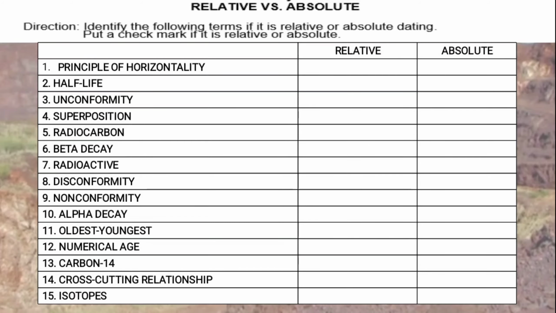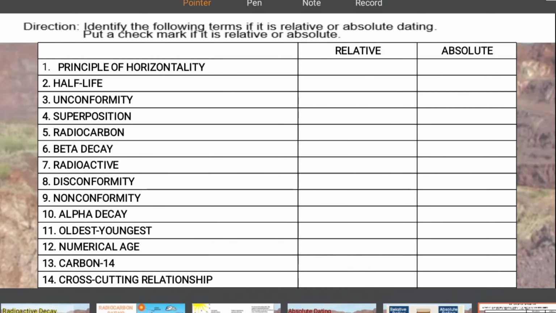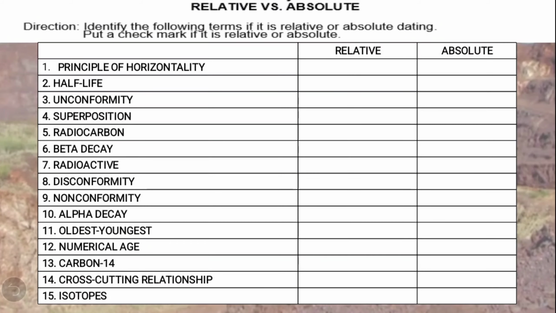Relative versus absolute. Identify the following terms if it is relative or absolute dating. Put a check mark if it is relative or absolute. So let us answer this one. Principle of horizontality. What is it? Relative or absolute? Okay, so we have relative dating. Half-life. Very good. It is absolute. Unconformity. Yes, relative. Superposition. Nice. Relative.